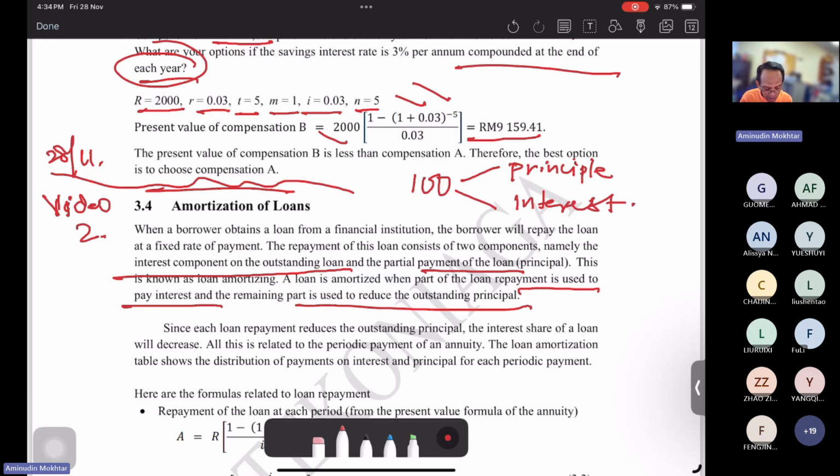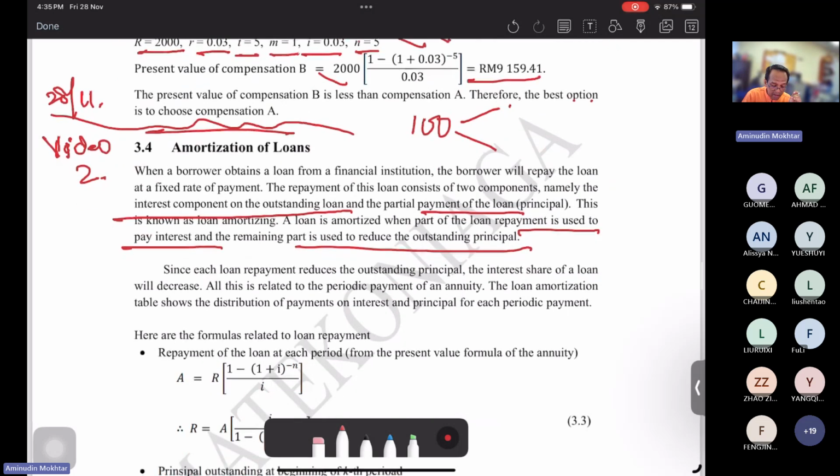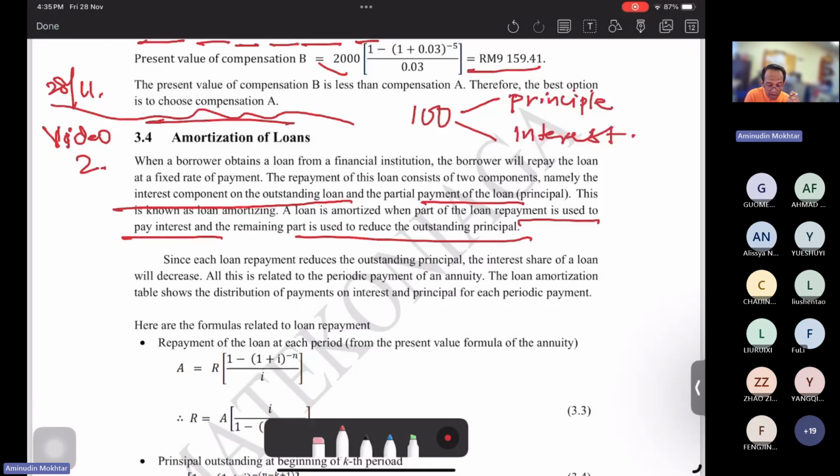But the question is how the bank decides how big the amount of principal is and how much the amount of interest is. How many percent? Maybe 50-50, or 60-40 from every 100 ringgit. Especially in Malaysia, the amount of the repayment, how much money you need to pay back to the bank every month, will be decided. How does the bank decide this amount?